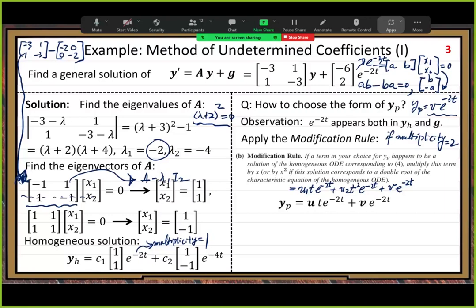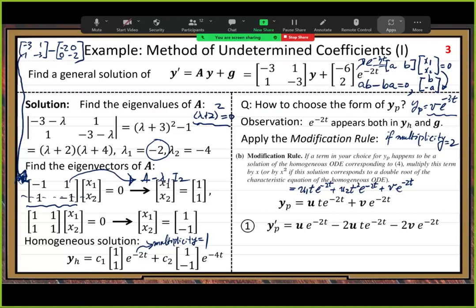Because there is no relationship. So that's the way we apply this undetermined coefficients method. A little messy, but hope you can see it clearly.